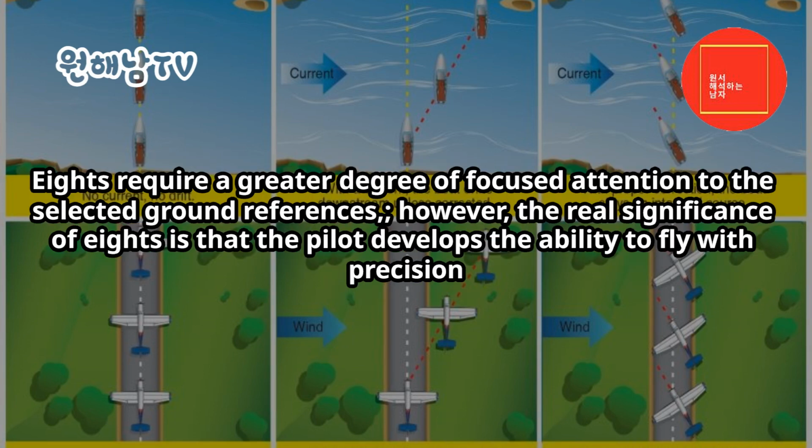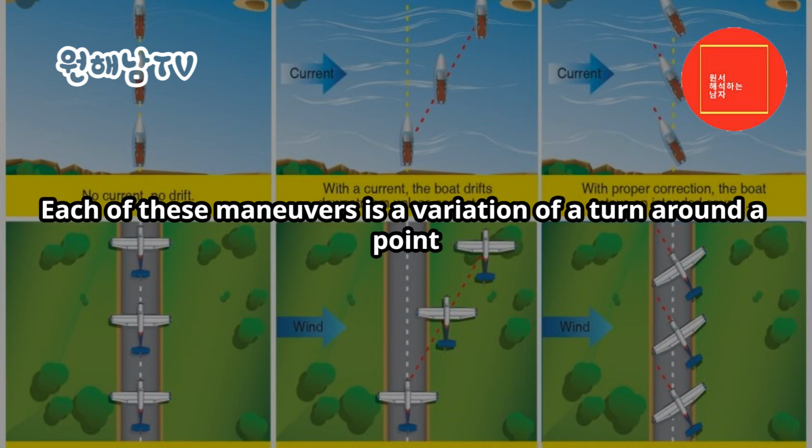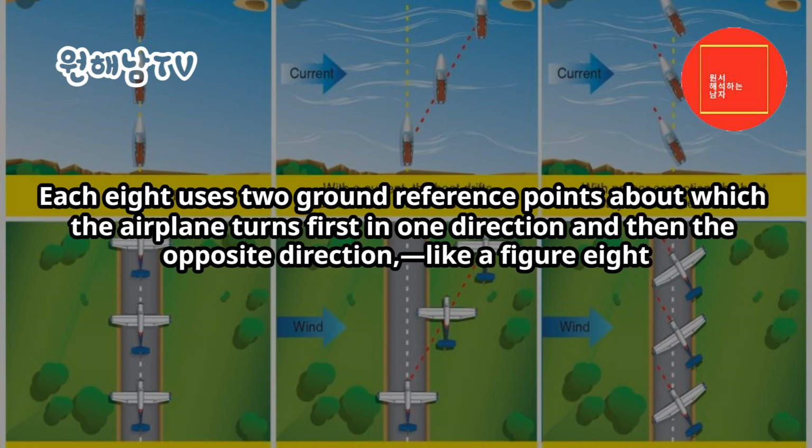Eights require a greater degree of focused attention to the selected ground references. However, the real significance of eights is that the pilot develops the ability to fly with precision. Elementary eights include eights along a road, eights across a road, and eights around pylons. Each of these maneuvers is a variation of a turn around a point. Each eight uses two ground reference points about which the airplane turns first in one direction and then the opposite direction, like a figure eight.